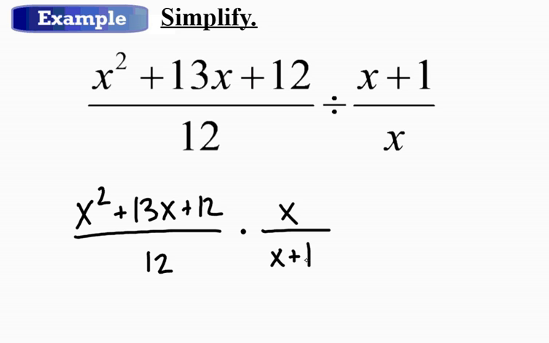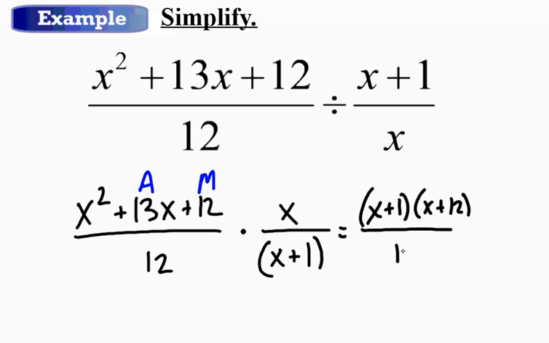First thing I need to do is factor wherever I can. Two numbers that multiply to be 12 add up to be 13. Everything else is factored. This is x plus 1. So up here I'm going to get, what is that going to be? It's going to be a 12 and a 1. So x plus 1, x plus 12 over 12 times x over x plus 1. So when I factor this top left, I get the following.